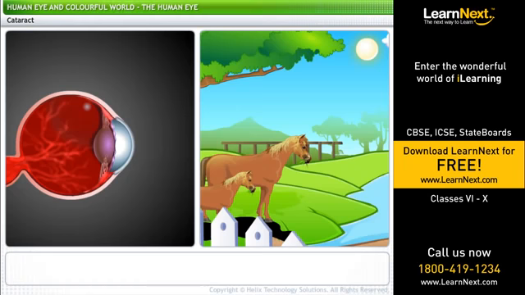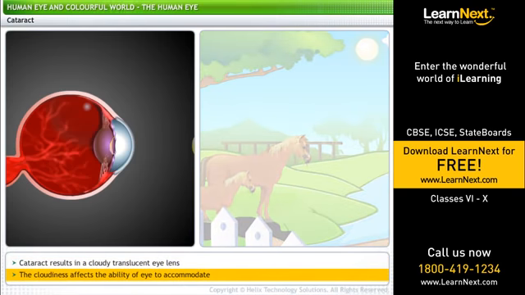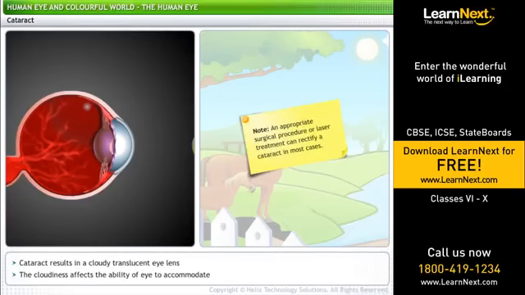People suffering from cataract display a cloudy translucent eye lens. Cataract affects the ability of the eye to accommodate the change of distances. As a cataract matures, the cloudiness on the lens increases. This reduces the amount of light entering the eye, resulting in significant loss of vision, sometimes blindness. An appropriate surgical procedure or laser treatment can rectify a cataract in most cases.